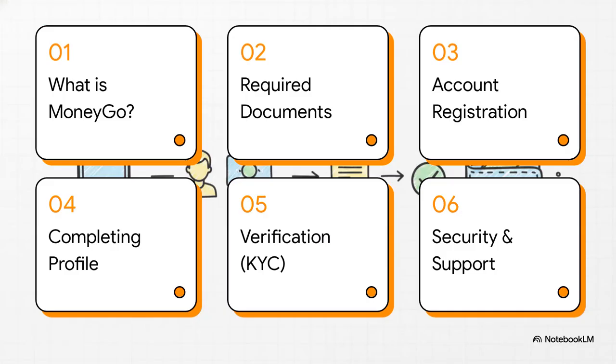Here's our roadmap for today. 1. What is MoneyGo? 2. Documents you will need. 3. Registering your account. 4. Completing your profile. 5. The verification process. And finally, 6. Security tips and support. Let's get to it.